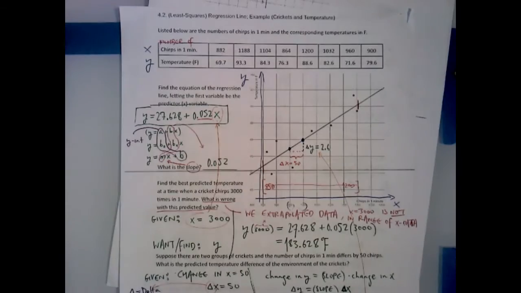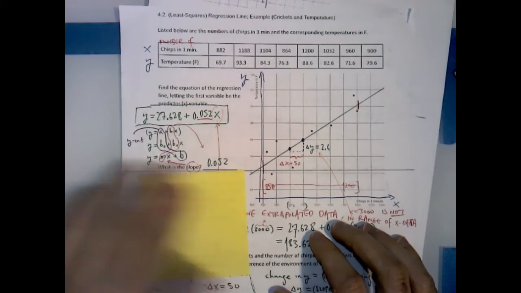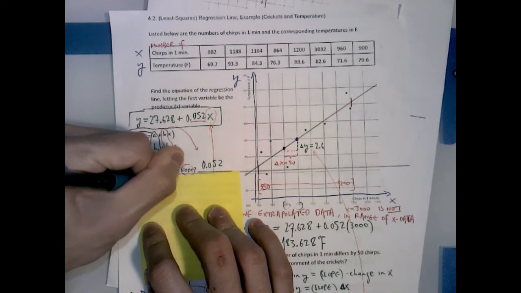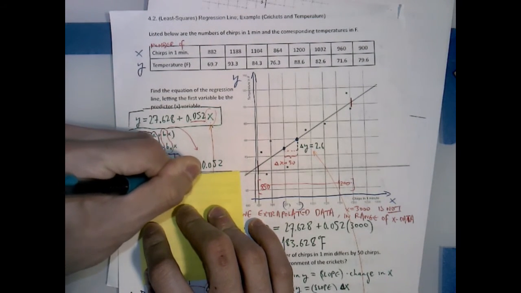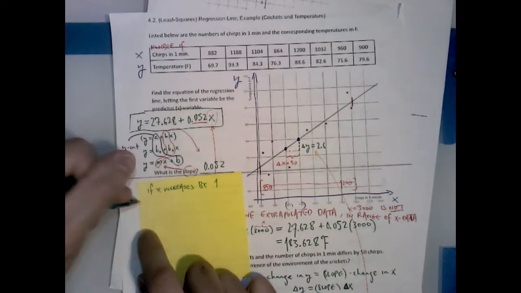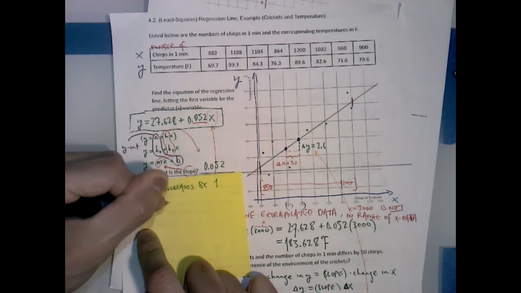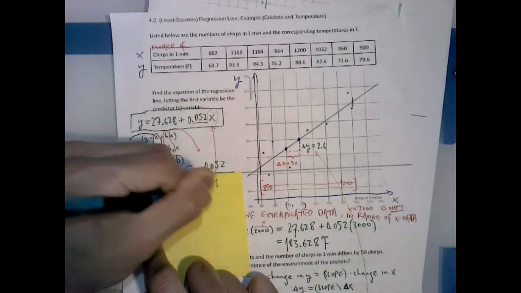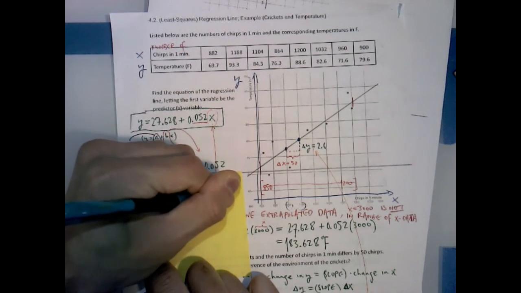Maybe I'll just write that down on a little post-it note here. If x increases by 1, then y increases by 0.052.